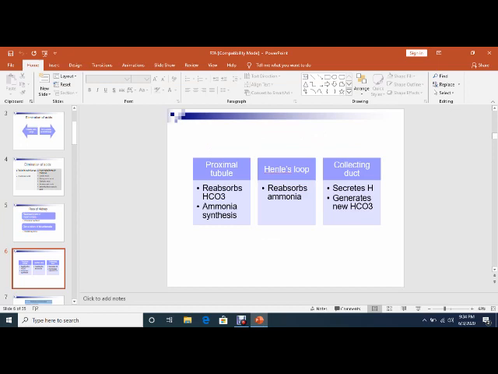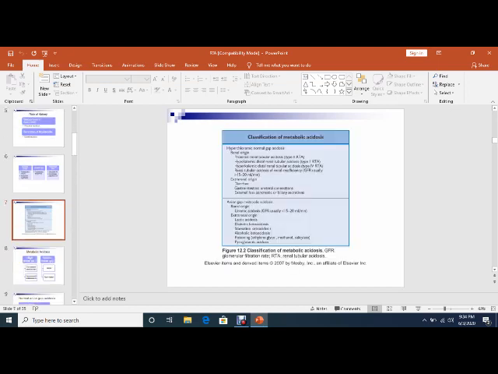So in the nephron, in the proximal tubular portion, reabsorption of bicarbonate and ammonia synthesis take place. The loop of Henle reabsorbs ammonia, and in the collecting duct there is secretion of hydrogen ion and generation of new bicarbonate. So these are the sites of the nephron in which reabsorption and secretion of hydrogen ion take place. These contribute to correction of the acidosis.